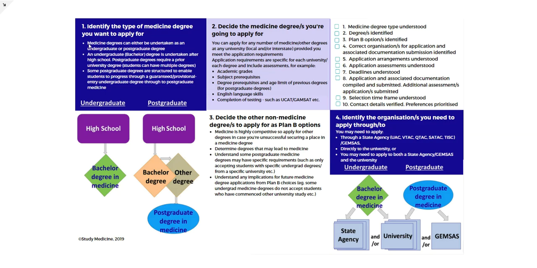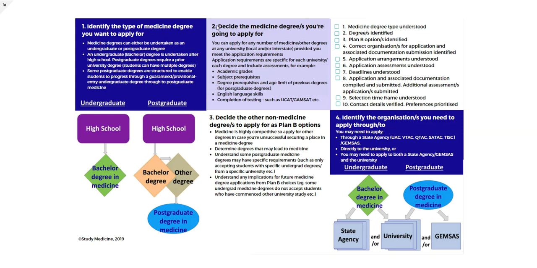It may seem self-evident, but there are two types of medical programs in Australia. There's an undergraduate medical degree and a postgraduate medical degree, with the undergraduate medical degree being a bachelor degree that you do straight after high school. For a postgraduate medical degree, you need to have done a previous degree, bachelor's degree and possibly other degrees, in order to apply for postgraduate medicine. So just because a university has a medical degree does not necessarily mean that you can apply for it, because you need to understand what type of degree it is.